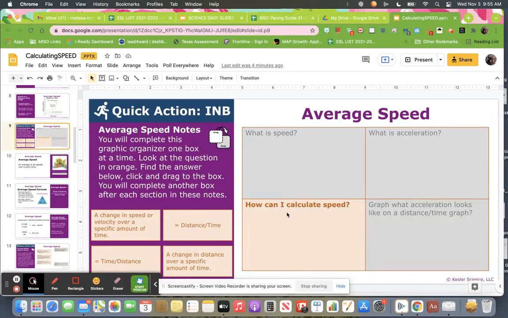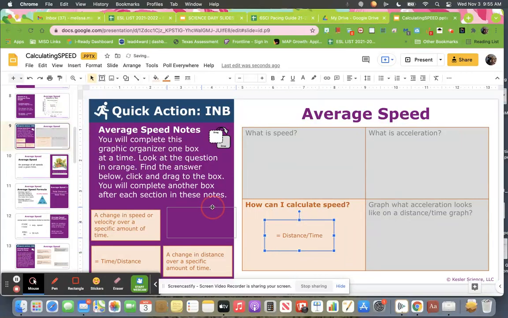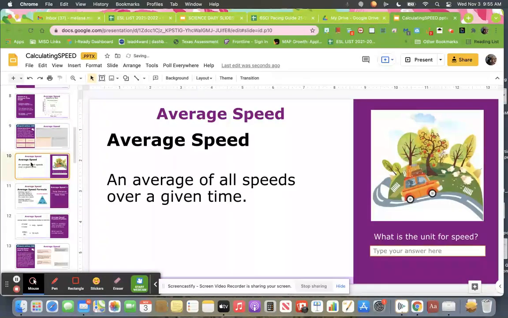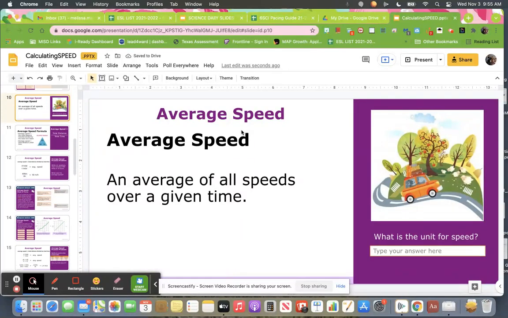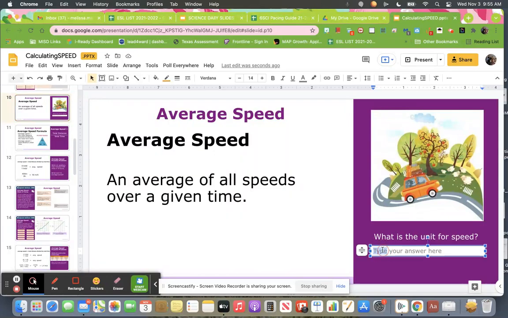All right. So how can you calculate speed? I think a lot of you know it's going to be distance divided by time again. I'm just moving that back. So moving forward to average speed. Average speed is an average of all speeds over a given time. So again, what is the unit for speed? A lot of the time it can be meters per second when we're using it in 6th grade science. So if you want to type that in, go for it.